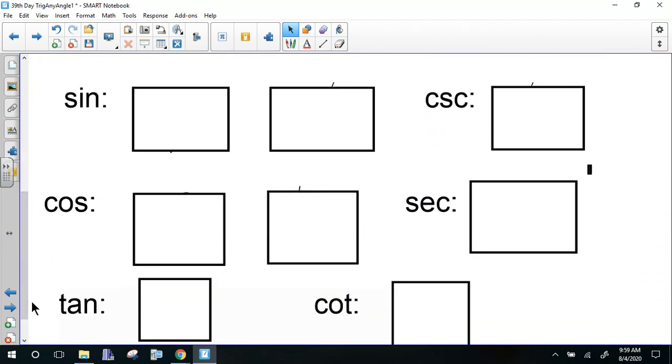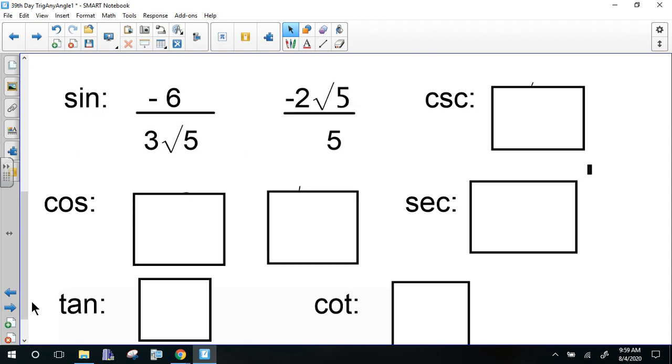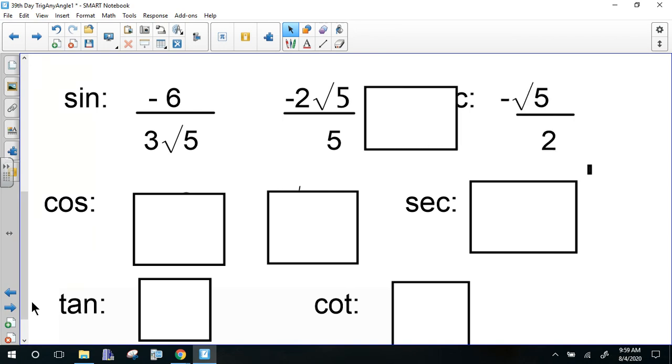I can now find all the trig functions. Opposite over hypotenuse, multiply by the conjugate. And remember, in quadrant 3, tangent and cotangent are positive. All the other ones are negative. If I flip that, I get negative root 5 over 2.